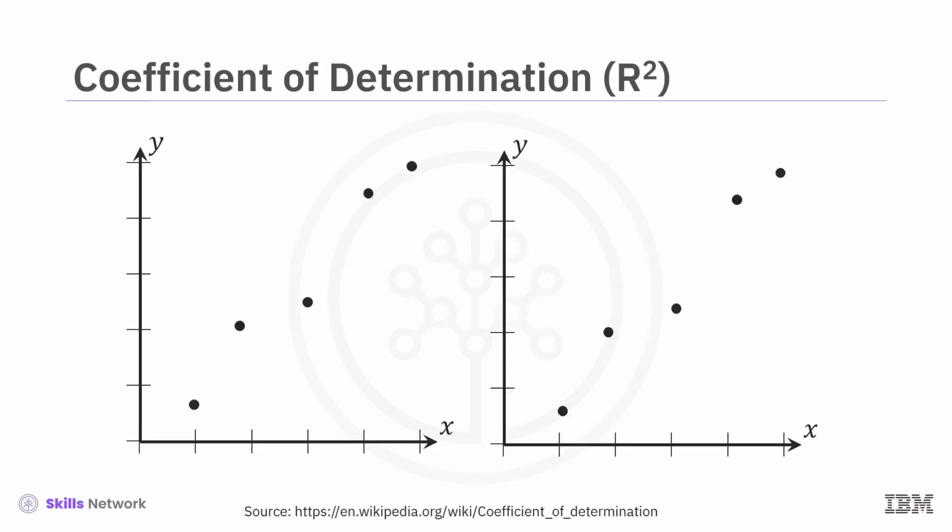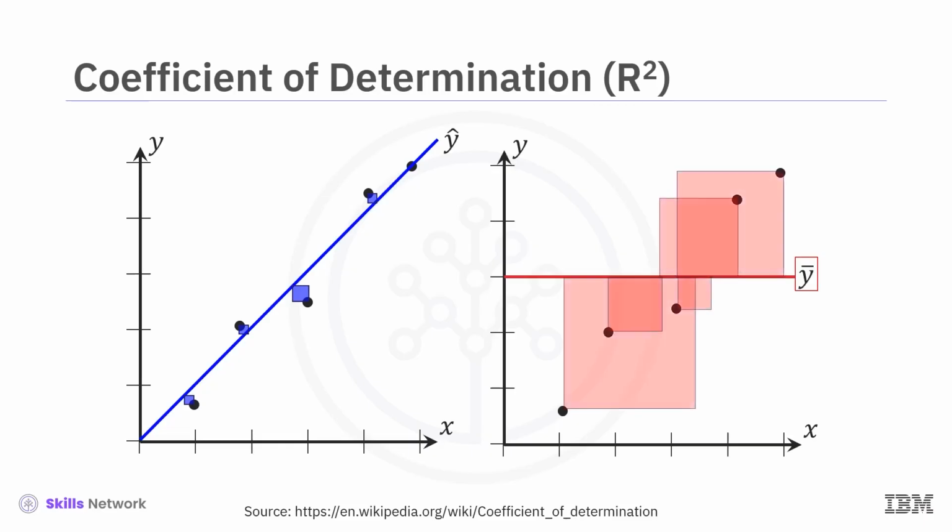Let's look at a case where the line provides a relatively good fit. The blue line represents the regression line, or our prediction y hat. The total area of the blue squares represents the squared error with respect to the regression line. The red line represents the average value of the y values of the data points, y bar. The squared error with respect to the average value is shown by the total area of the red squares. We see the total area of the blue squares is much smaller than the total area of the red squares.